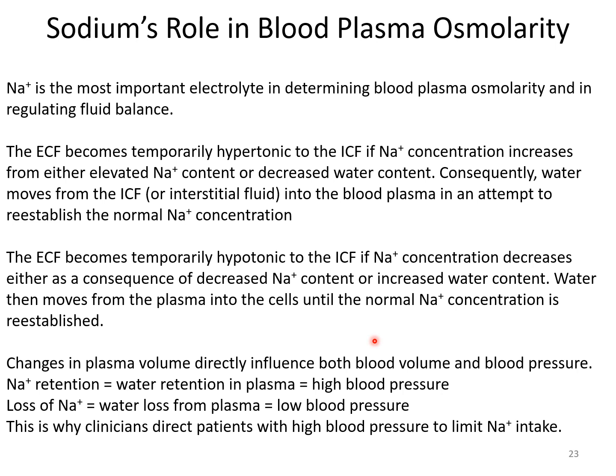Changes in plasma volume directly influence both blood volume and blood pressure. We've seen that. As volume increases, the pressure is going to increase. Sodium retention leads to water retention in the plasma, which leads to high blood pressure. So the more sodium that we take in through our diet, the more water. Water follows sodium. So the more sodium in the plasma, the more water in the plasma. That's going to lead to high blood pressure. Okay? If we have a loss of sodium, water's going to follow. So we're going to get a loss of water from the plasma. That's going to translate to low blood pressure.